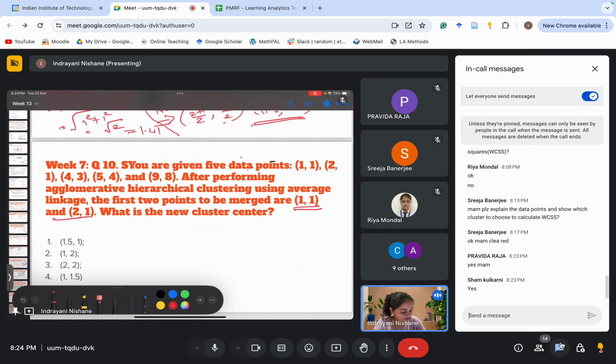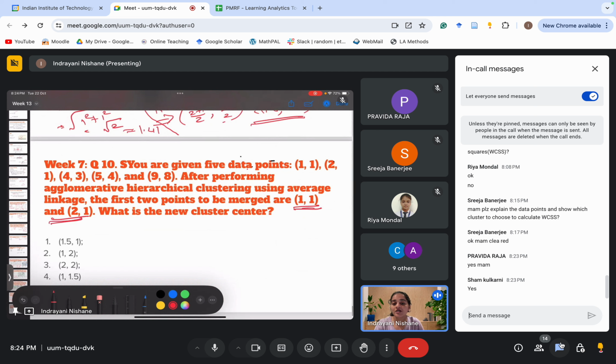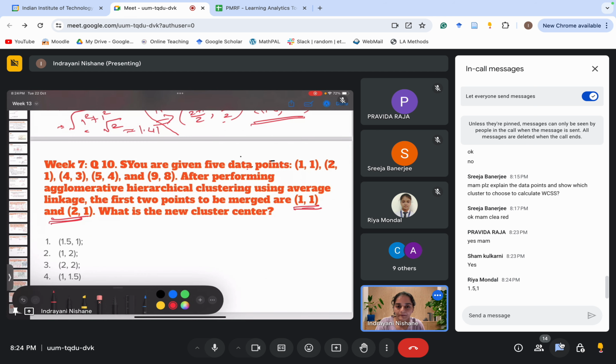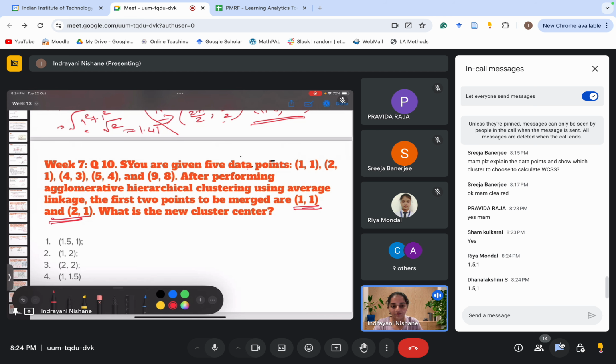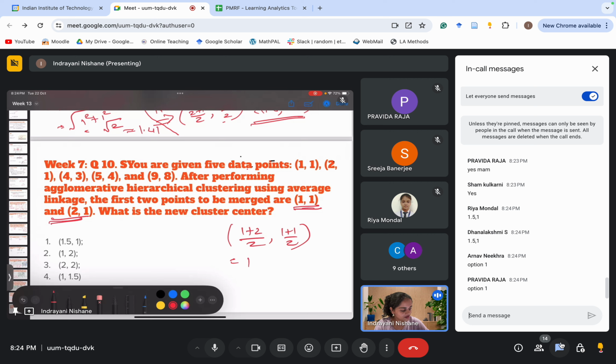Now I will wait for answers from you for this particular question. They have given the points which are to be merged into a new cluster. So how will we compute the centroid? Yes, I am getting correct answers, so that means everybody has understood how to do it. (1+2)/2 is 1.5 and (2+1)/2 is 1.5. Option 1. Yeah.